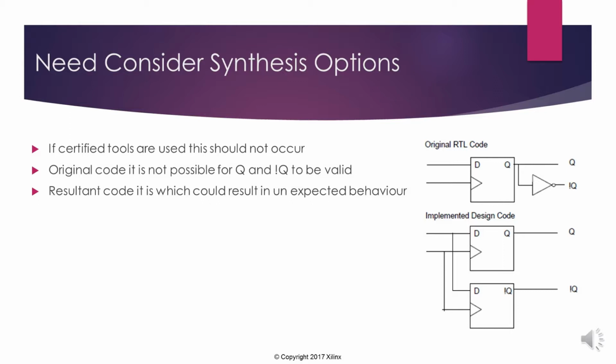So we need to consider the downstream effects of what Q and not Q are attached to, and whether having those both set at the same point in time is going to be an issue or not. So we need to just be careful of synthesis constraints and stuff.